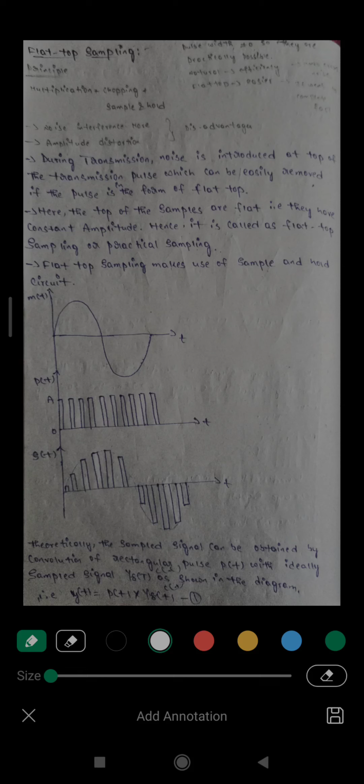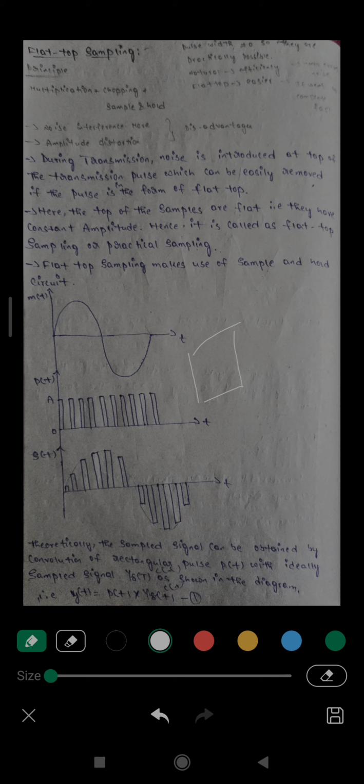In the previous session, we discussed natural sampling. Now in this session, we discuss flat top sampling. For ideal sampling, the sampling width equals 0. Then for natural sampling, the width is not equal to 0; the width is tau, and the top of the natural sampling is not flat, it is present like this.